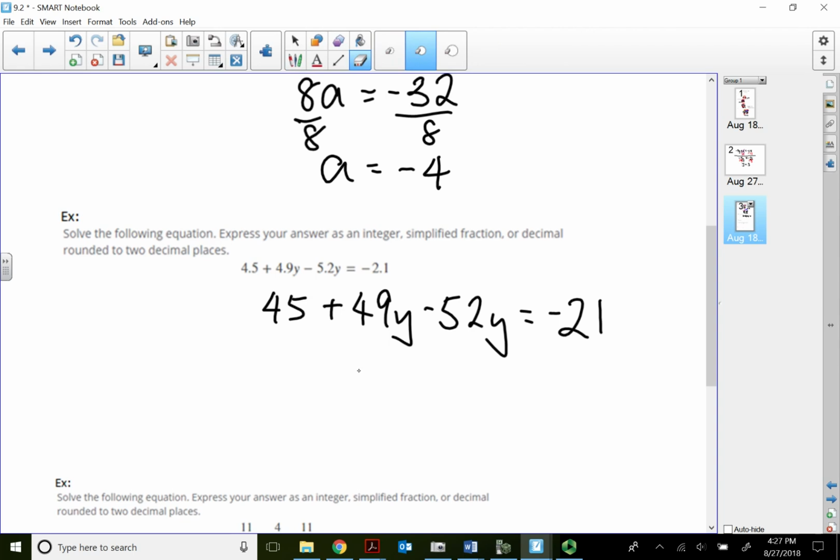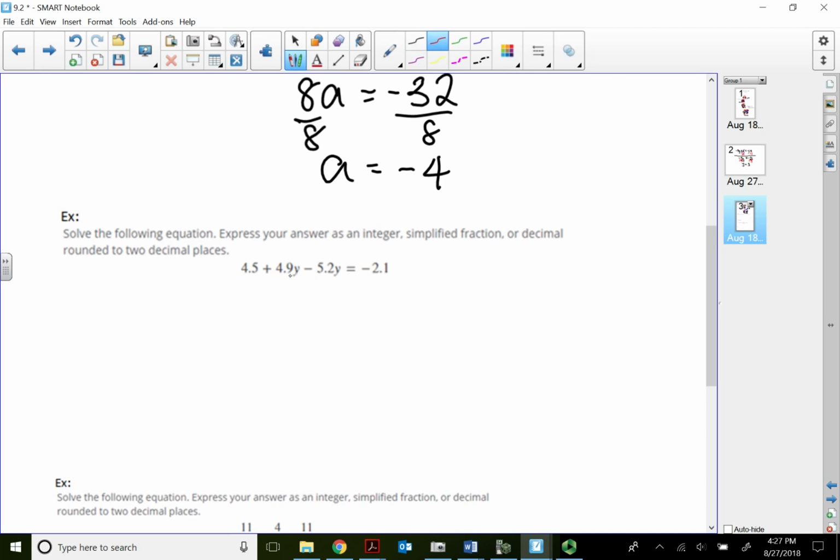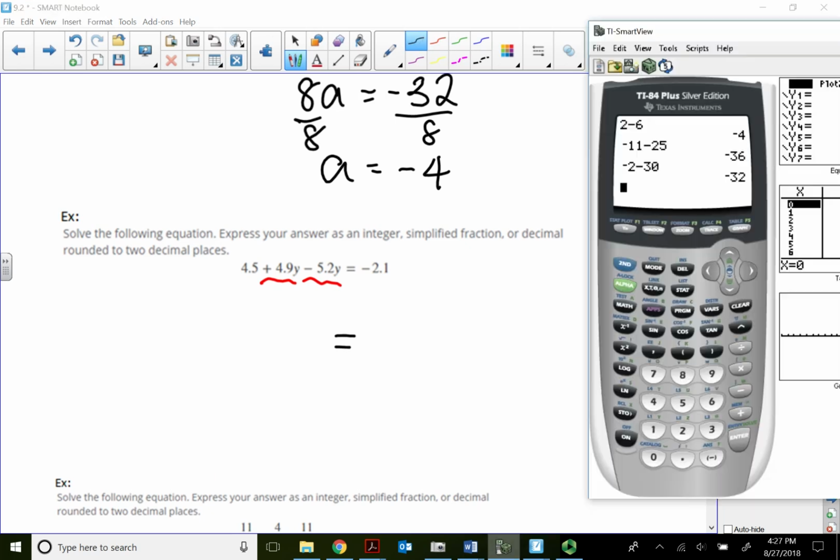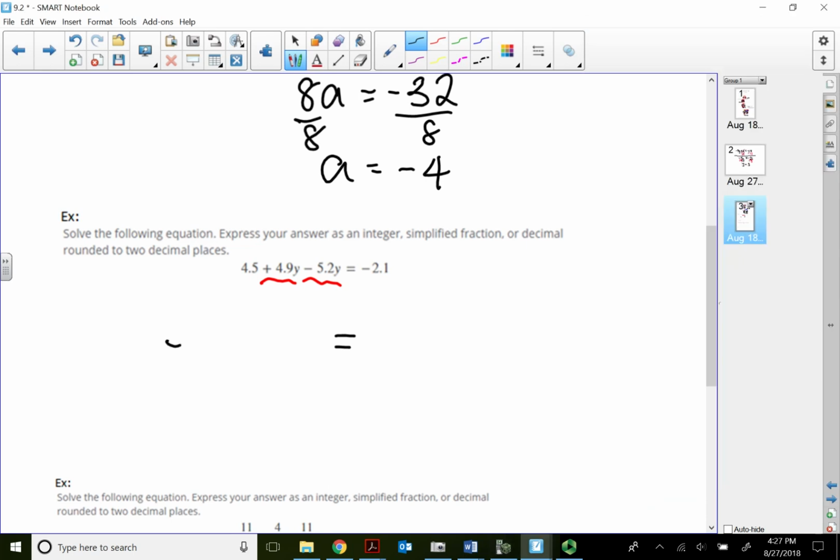Now, this is a very powerful technique if I cannot use a calculator. Since I'm able to use a calculator, I'm just going to work with the decimals and put them in my calculator. So now I've got 4 terms. Positive 4.9y and negative 5.2y can be combined. I'm going to simply type 4.9 minus 5.2. That gives me negative 0.3y. Now, I still have my positive 4.5 on the left side and my negative 2.1 on the right.